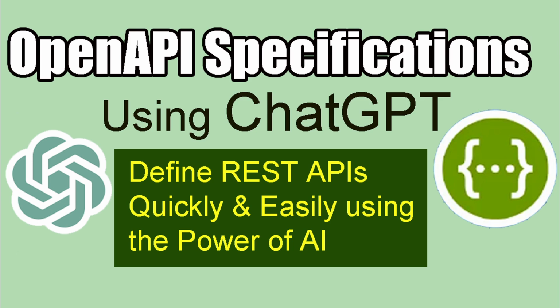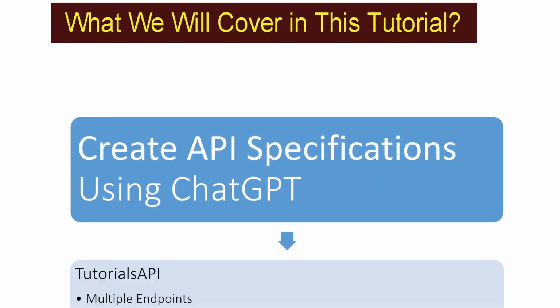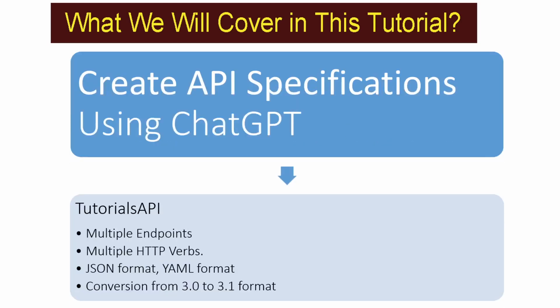But thanks to AI and thanks to ChatGPT, now defining your REST APIs has become very easy and convenient. And in this video tutorial, we will see how we can use ChatGPT and create OpenAPI specifications. So let's look into the details of things that we are going to cover in this video tutorial.